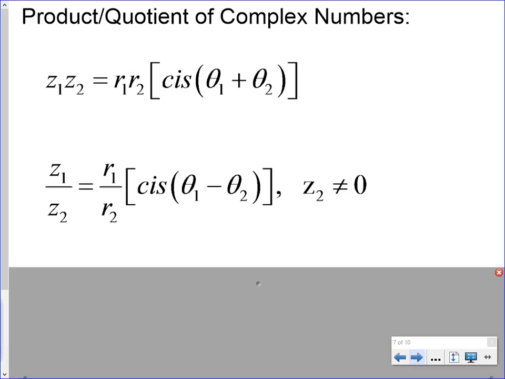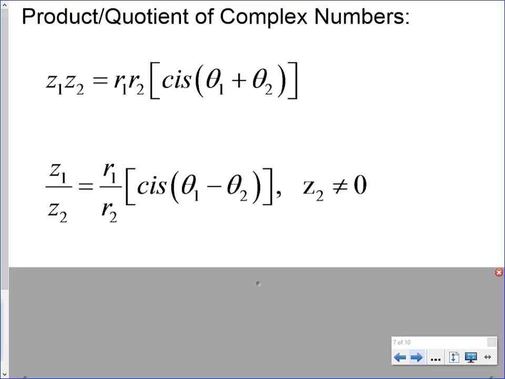Did I say add the arguments, or add the modulus? Add the arguments, I said it right. If you're doing division, do the opposite of those things. Divide the modulus for each complex number, subtract the arguments. They're really like the same thing, it's just in multiplication you multiply and add, in division, divide and subtract.